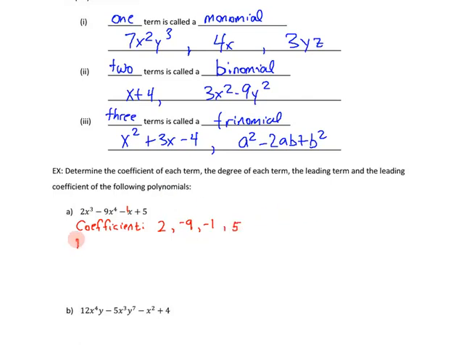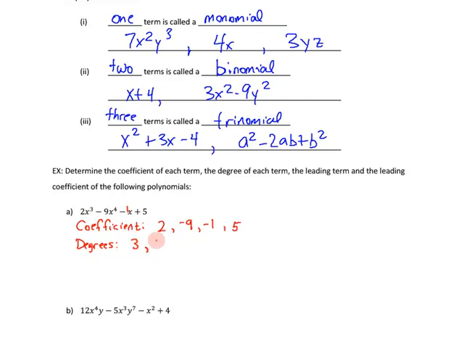Okay, what about the degrees? What are the degrees of each of these terms? What's the degree of the first term? Remember, you only check the variables. You add their exponents. In this case we only have one variable, so it's going to be the exponent of that variable. So the first term's degree is 3.